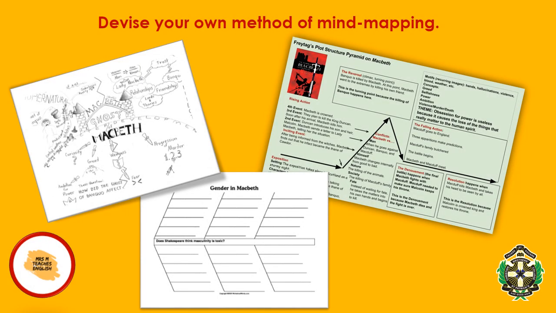I think all of you are familiar with the traditional mind map, the one that you see on the left, where you can do bubbles and little drawings, etc. But not everybody's brain works in that way. I tend to work in a more linear fashion, so the fishbone skeleton method is the one that I tend to go for. That's at the bottom, the one that is given to you for gender in Macbeth. But others can write in blocks, such as the one on the right, which gives you Freytag's plot structure, the pyramid of the storyline of Macbeth. Again, whatever works, that's what you use.